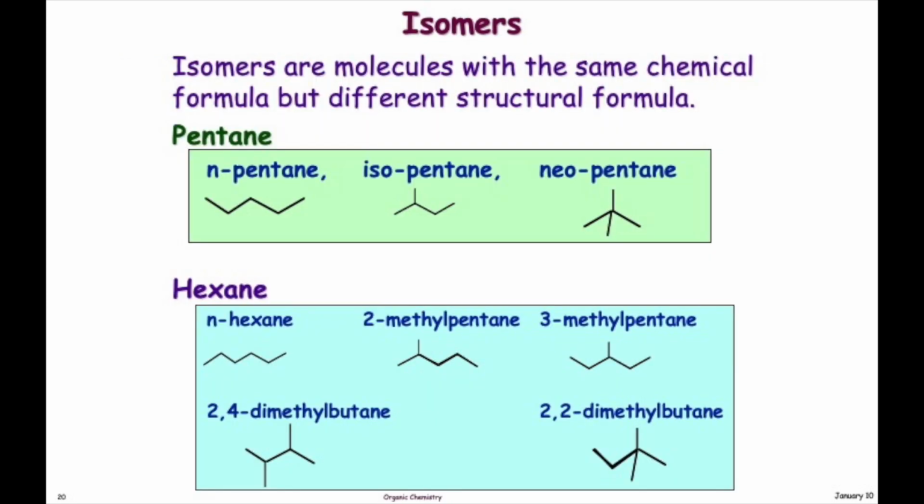Now, this is the last part I'm going to talk to you guys about. This is the naming portion. And when you name these things, you have to understand the rules of naming. So I will go through these real quickly and then I'll end there. You notice pentane has 3 isomers. Hexane has 5 isomers. These are it. And you notice that the names are different for each.